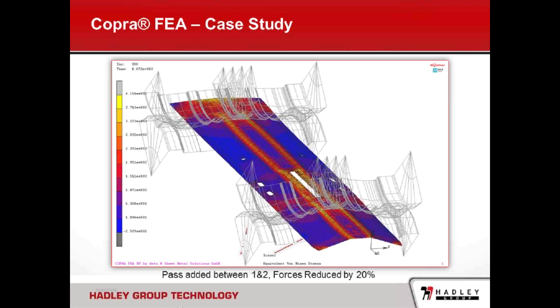So it would appear that too much forming was being done in one go. So we broke down the forming into 3 stations rather than 2, added an additional forming station, and the forces in the outer elements of the strip were considerably reduced by 20%.